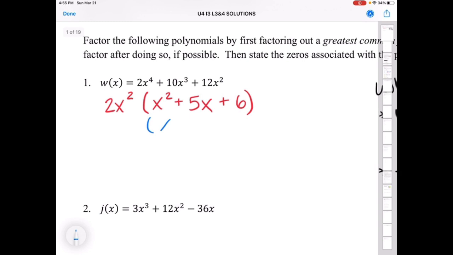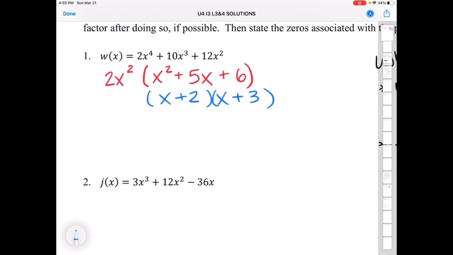So here, the same thing, we've got to add to the middle term, multiply to the last. So I will be left with x plus 3 times x plus 2, because 3 times 2 is 6, and 3 plus 2 is 5. And I'm still left with this 2x to the second on the outside.